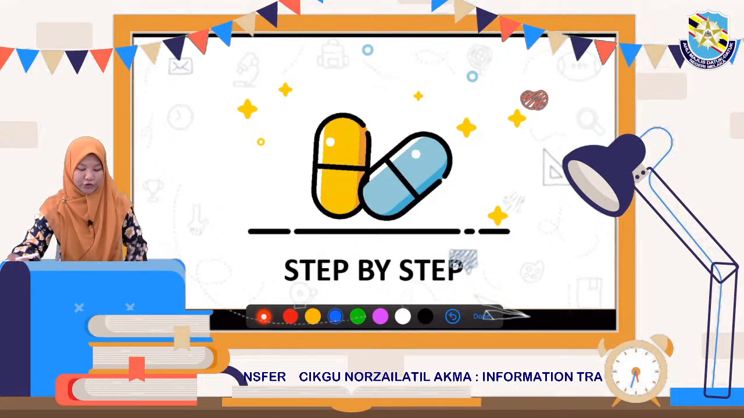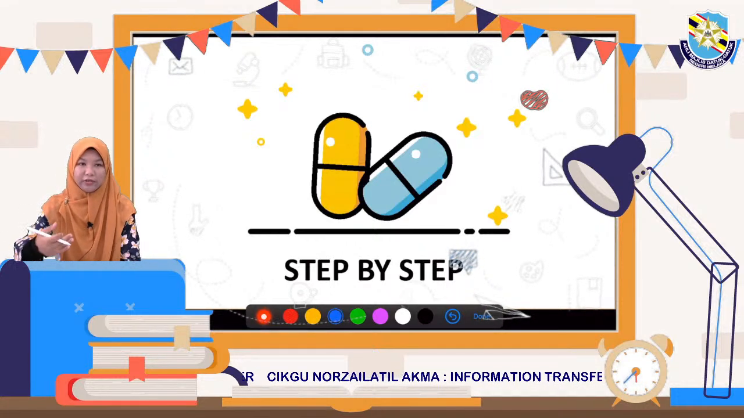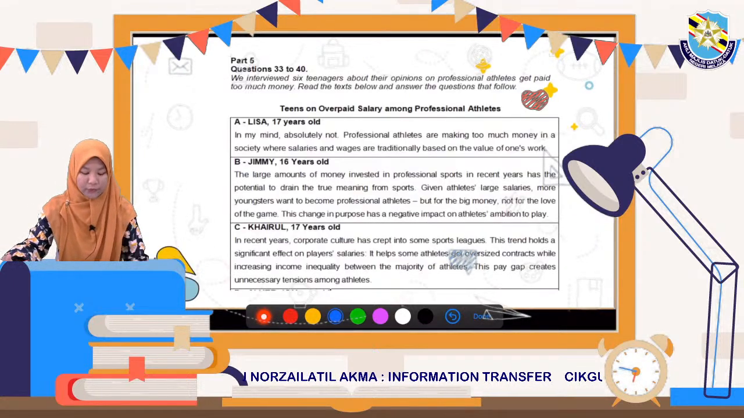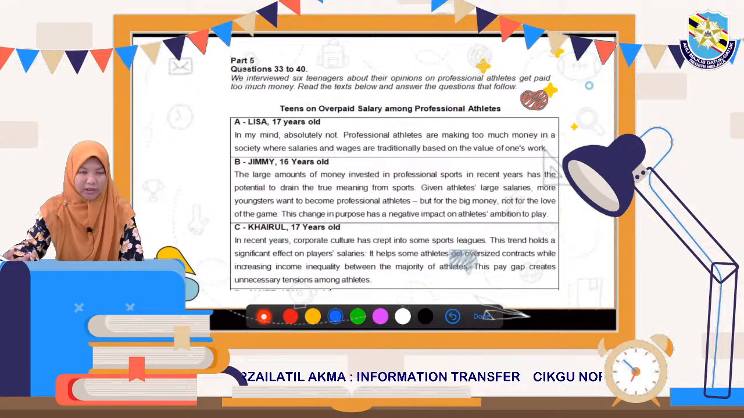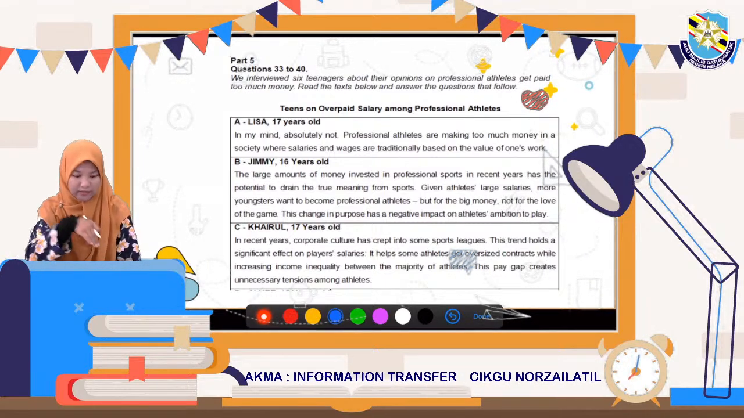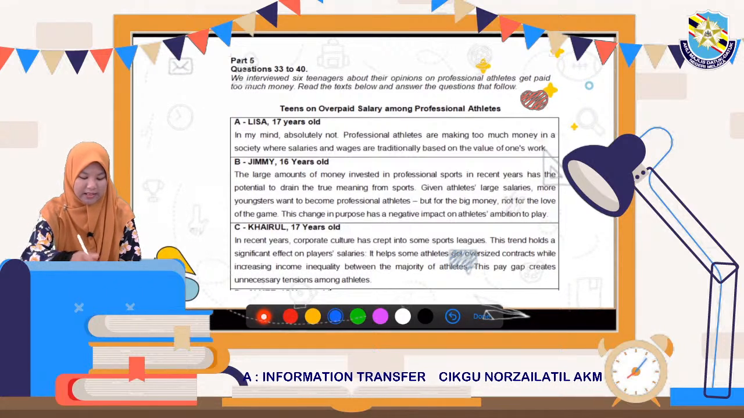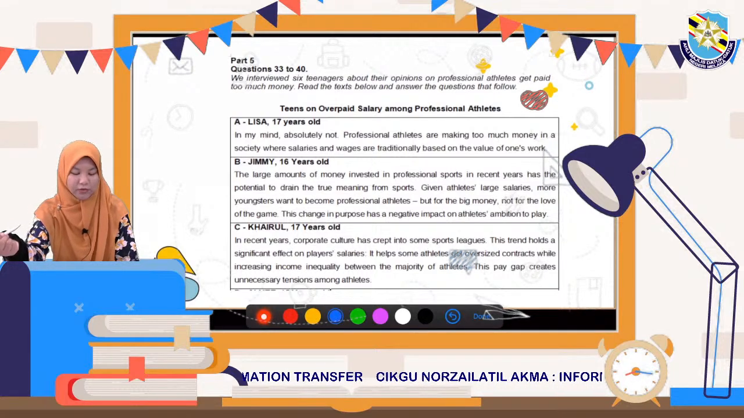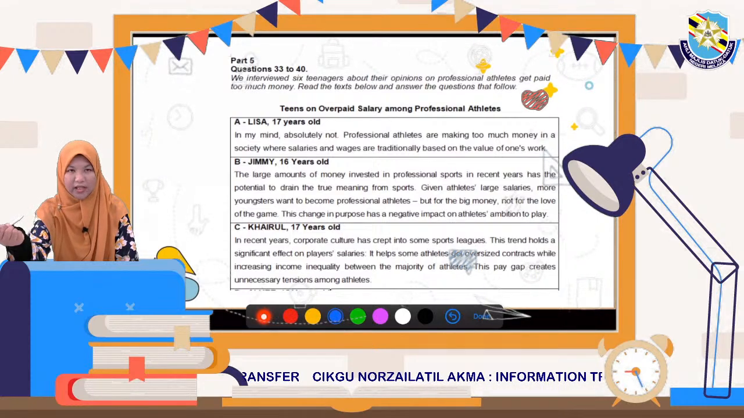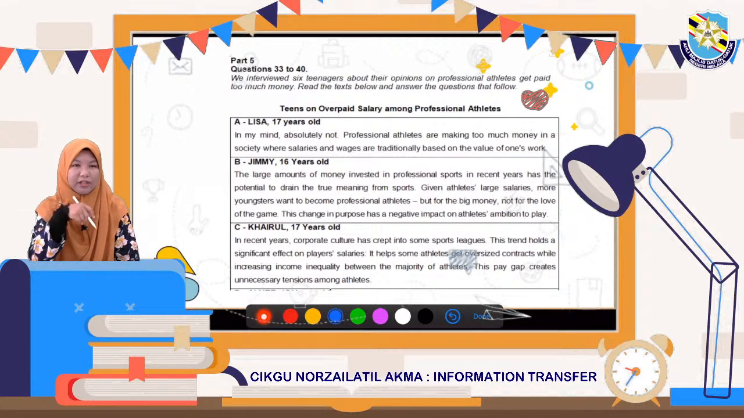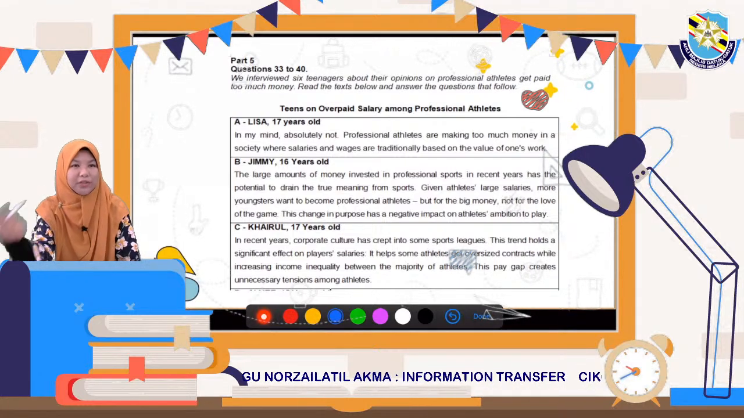Okay, let's go to the text or the rubric. Part 5, questions 33 to 40. The rubric. I'll read it again, even though I read it in the previous slide. We interviewed 6 teenagers about their opinions on whether professional athletes get paid too much money. Read the text below and answer the questions that follow. Okay, we have read the rubric. Do you still remember, after we read the rubric, what should we do?